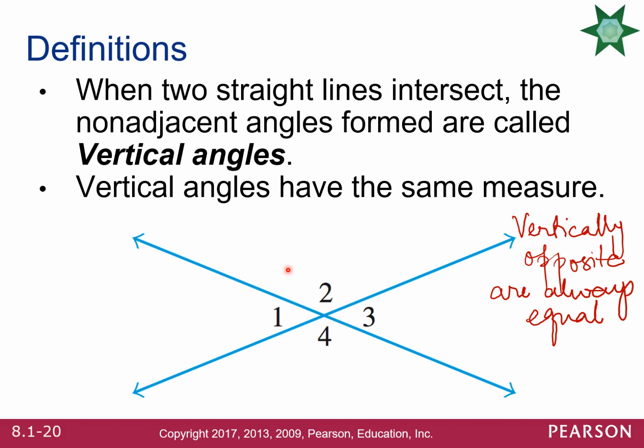Now, angle 1 and 2 are, however, adjacent angles, correct? They share a common vertex and a common side, a common ray. So, what would be the sum of 1 and 2? 180 degrees. They are supplementary angles. Same for angles 4 and 3, adjacent angles. However, vertically opposite angles are 1 and 3, 2 and 4, and they will always be equal to each other.